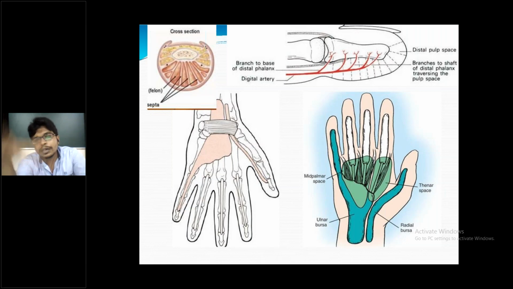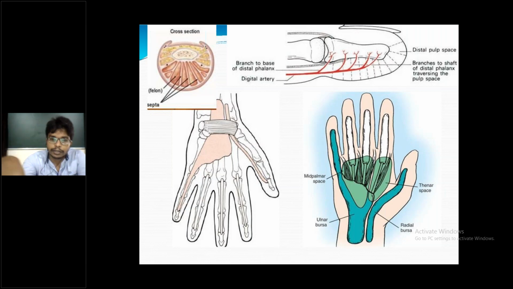Any infection over the finger pulp, while doing incision and drainage, these are important because you should not cross the creases while incising these infections. You should not cross the creases. Otherwise, you will infect other spaces also.